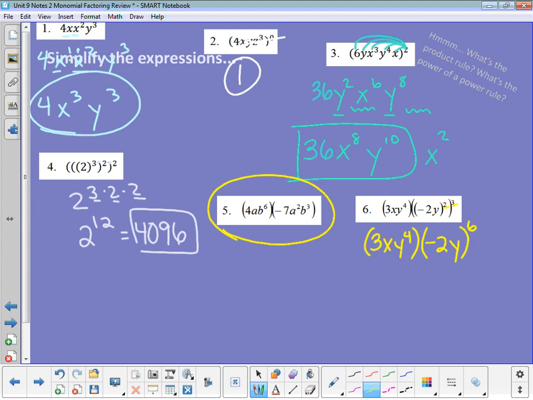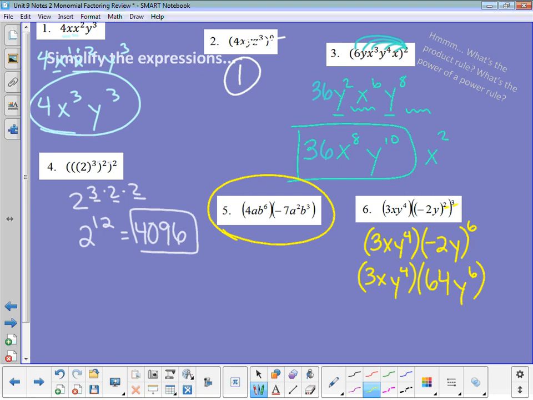So I need to take everything inside to the 6th power, negative 2 to the 6th power, and y to the 6th power. Now, negative 2 to the 6th power happens to be 64. So again, I haven't touched that first term, so 3xy to the fourth is still there. Then I have positive 64y to the 6th.